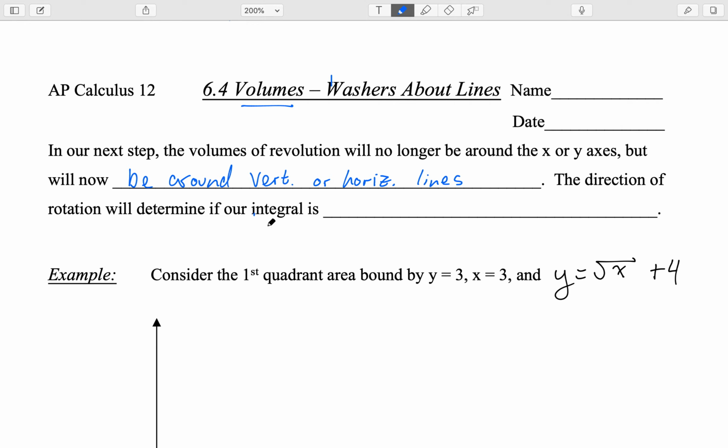So the direction of rotation will determine if the integral is going to be with respect to x or y. In other words, if you're rotating in this direction, that's like going around the y-axis. That would be dy. If you're rotating in this direction, which would be around the x-axis, this is going to be dx. So around horizontal lines, it's still going to be dx, but if it's in this direction, it's going to be dy.